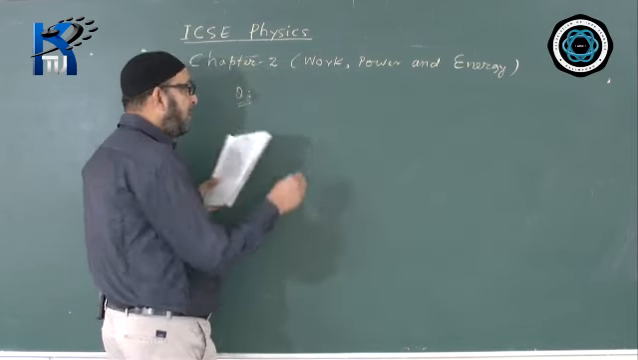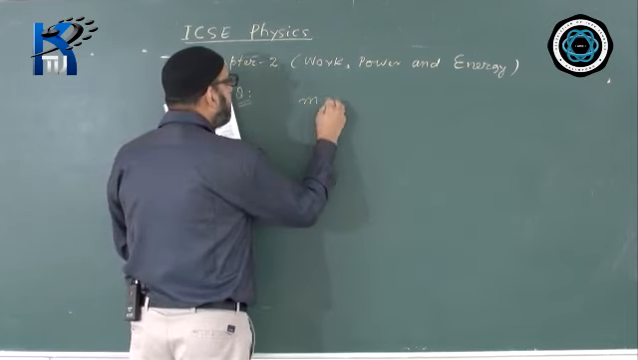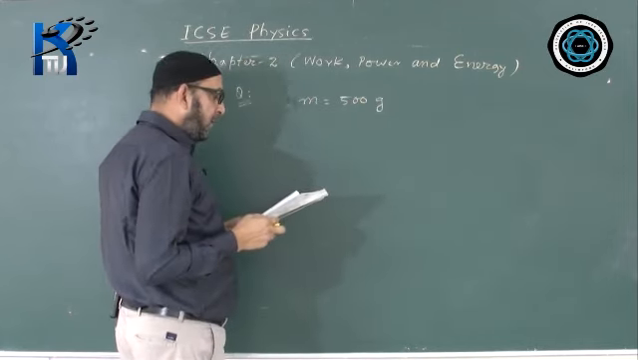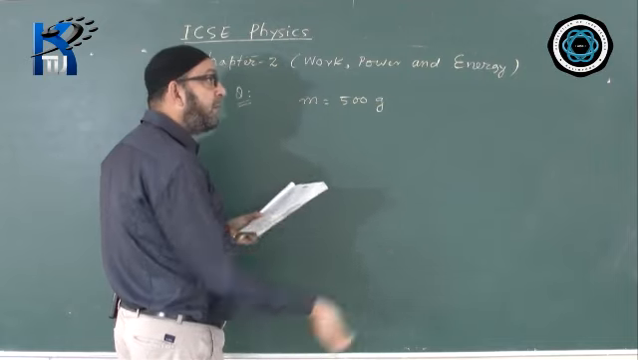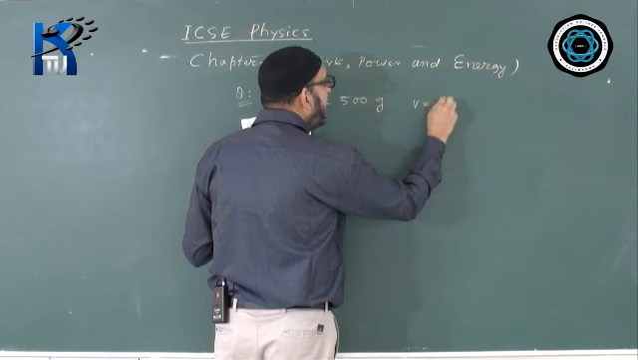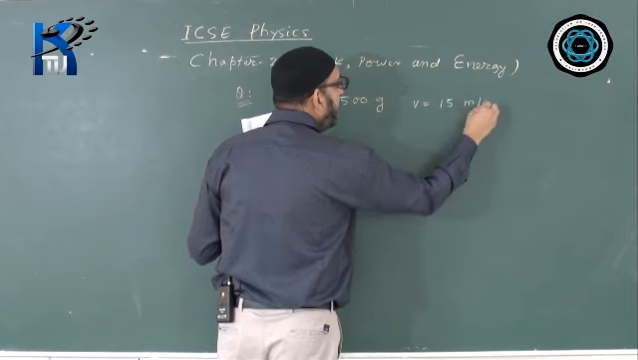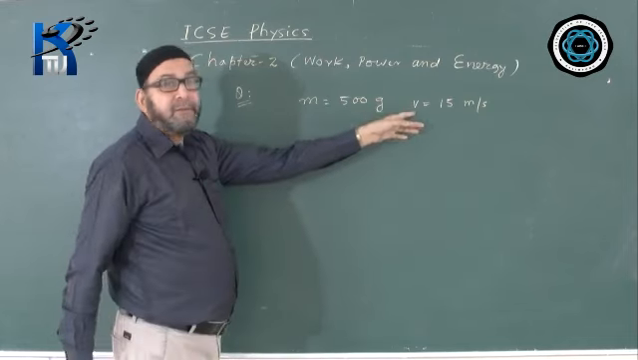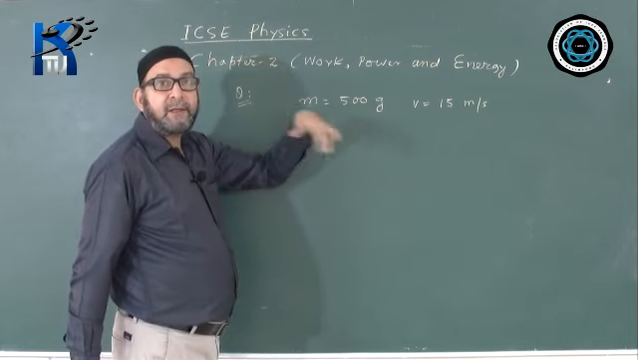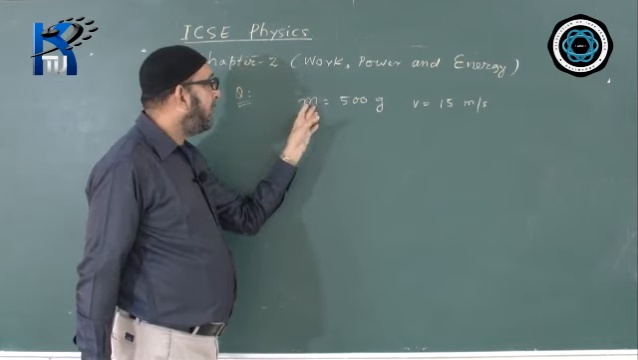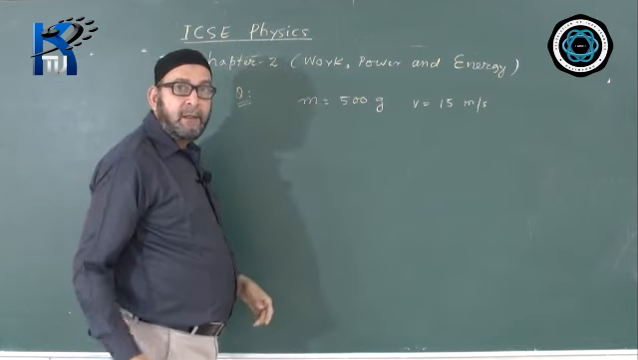Okay. Then let us write the information first. Mass of the stone is given 500 gram. It is thrown vertically up with a velocity of 15 meter per second. So, what type of energy can we find? Mass and velocity given, we can find kinetic energy. So, we will keep in mind that kinetic energy we can find by using this information directly.